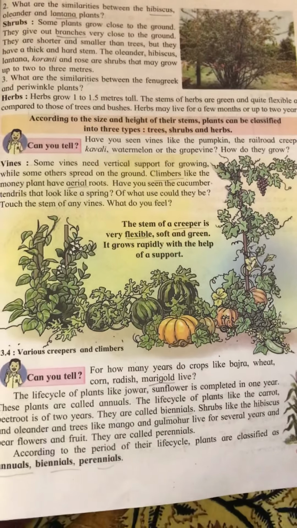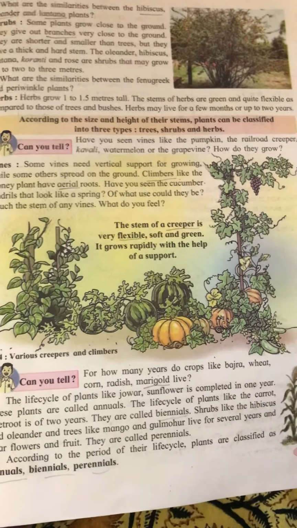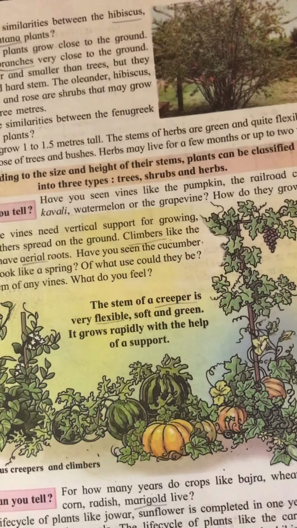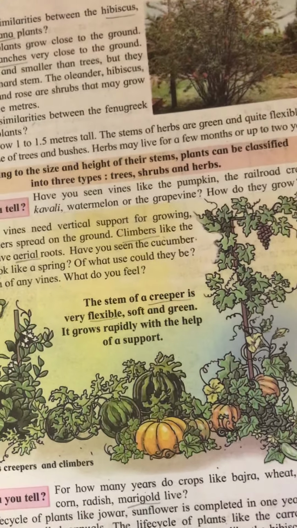What are the similarities between fenugreek and periwinkle? Fenugreek मतलब मेथी. Now, दोनों पेरीविंकल और फेनुग्रीक ये दोनों herbs हैं, ठीक है? I'll try to post some pictures of herbs also. Now, herbs. Herbs grow 1 to 1.5 meters tall. The stems of herbs are green and quite flexible as compared to those of trees and bushes. Herbs may live for a few months or up to 2 years.